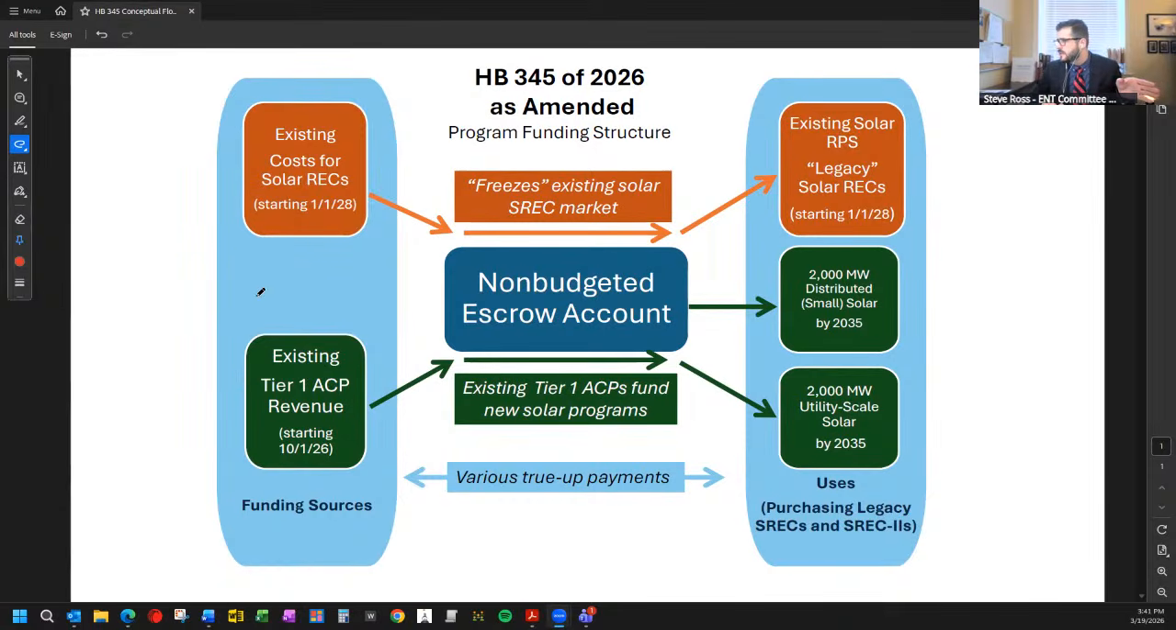Last year, in 2023, that box is 320 million. In 2024, that box is 365 million. There's no reason to think that that box won't be roughly that amount next year and the following year. That box is going to be heading toward 400 million annually, and that's the amount of ACP revenue. Right. And that money will go into here and it will fund these two programs. It will fund new smaller solar and new utility solar. That's what that money will do.